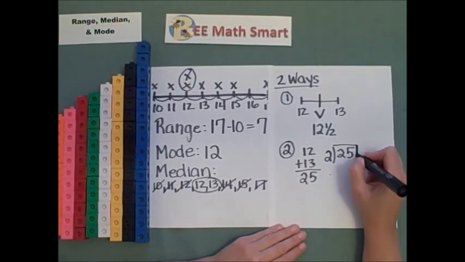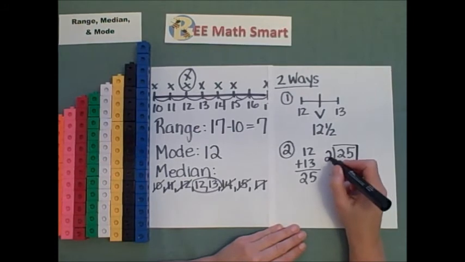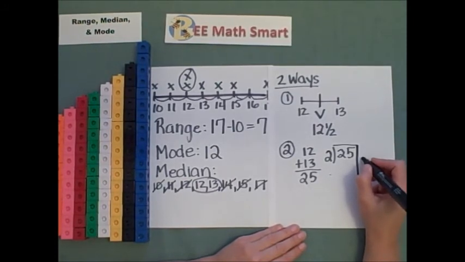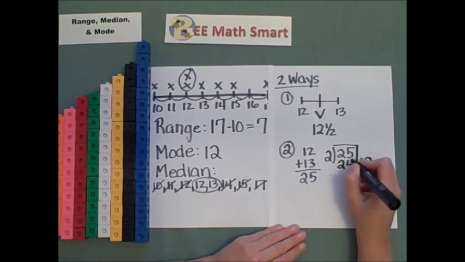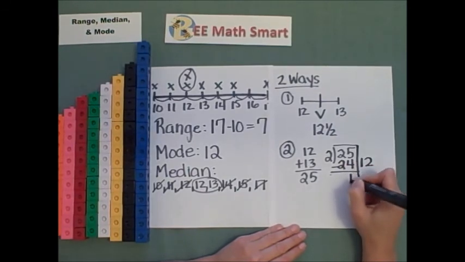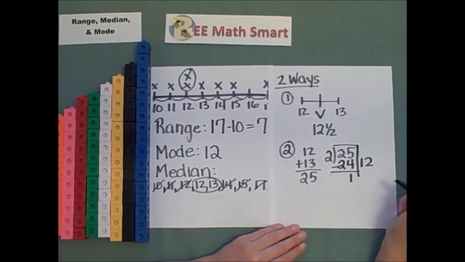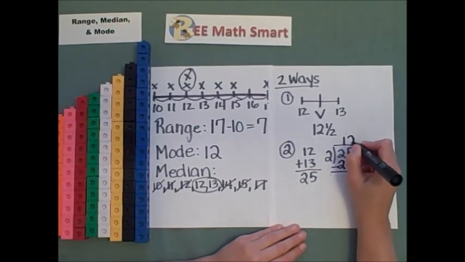So I'm going to use the forgiving method here for dividing. And I know, just based on my math facts, that 12 times 2 is 24. I'm going to subtract: 25 minus 24 is 1. So I have 12 remainder 1. But I don't want to write my answer as a remainder. I need to write it as a fraction. So my quotient is 12.